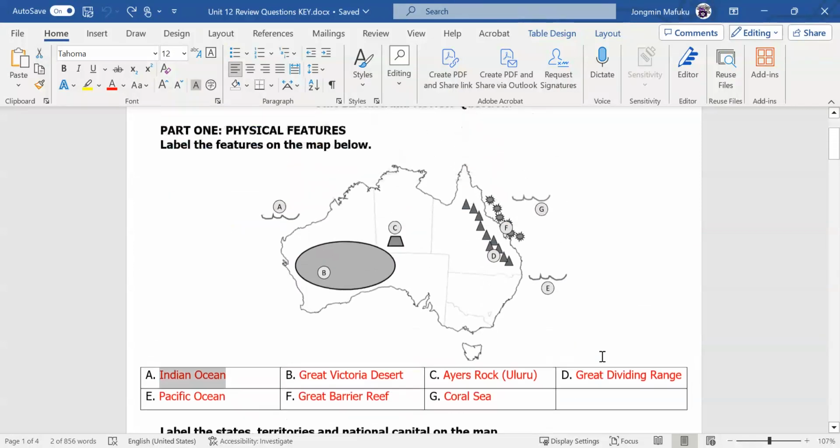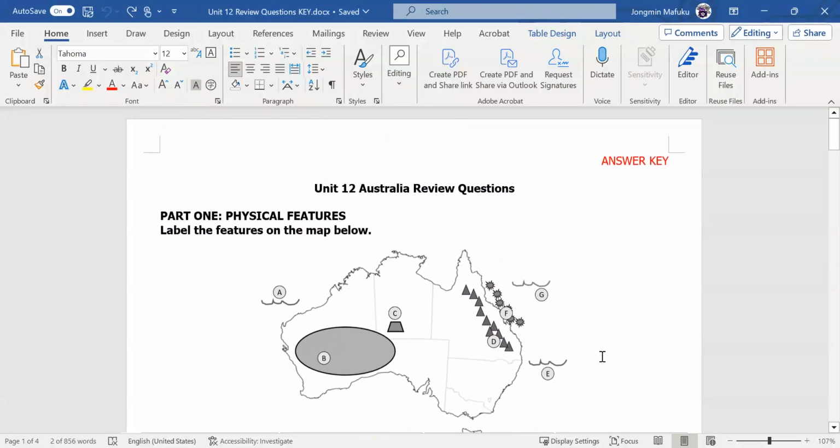Okay, I hope you guys are ready. This is our last unit, Unit 12, Australia. This is our review session.